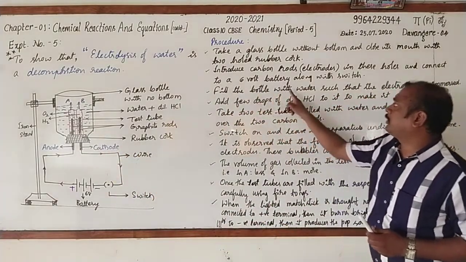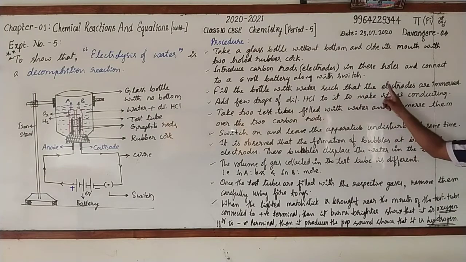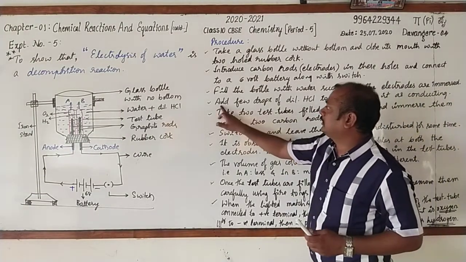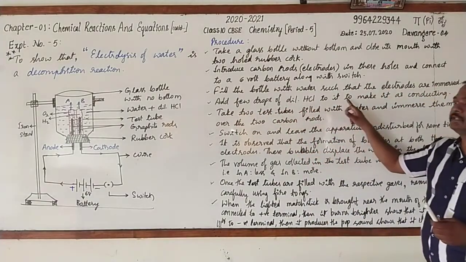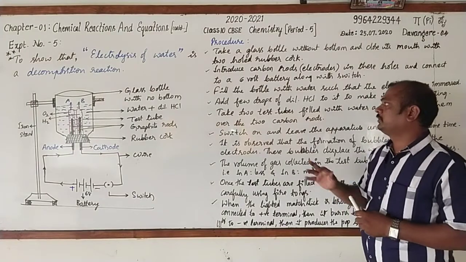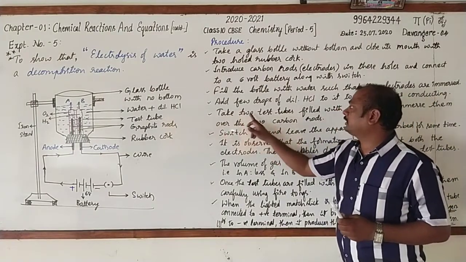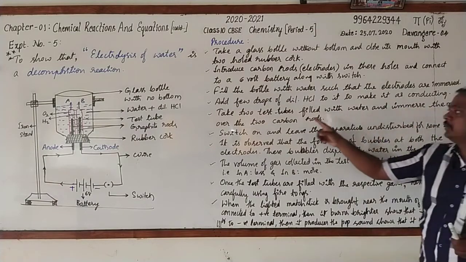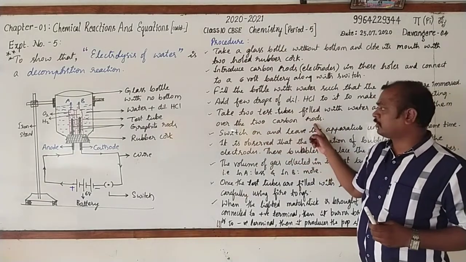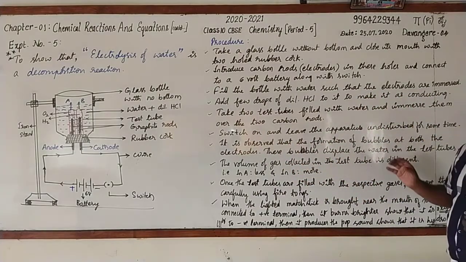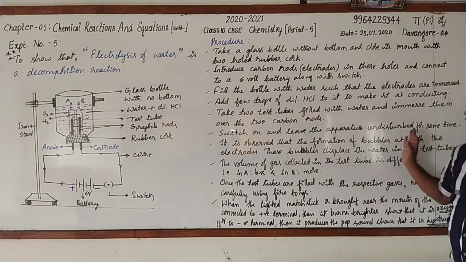Then fill the bottle with water such that the electrodes are immersed completely. Then add a few drops of dilute HCl to it to make it more conducting. Then take 2 test tubes filled with water and immerse them over the 2 carbon rods. Next, switch on and leave the apparatus undisturbed for some time.